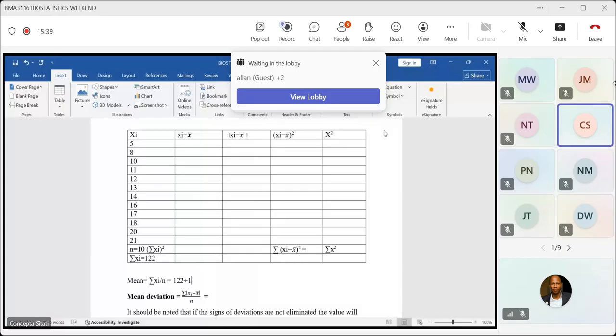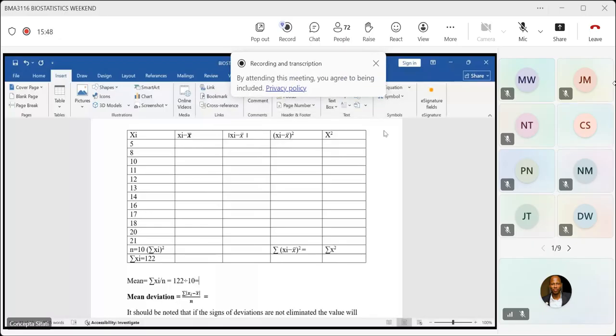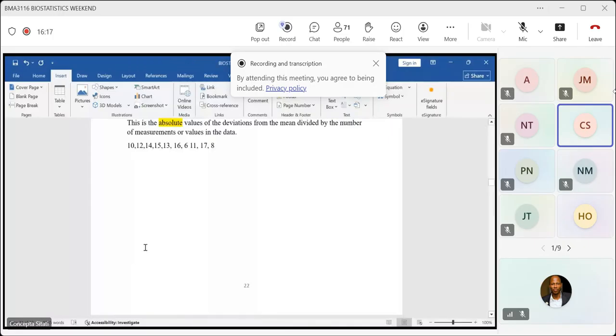Is it 12 or 10? Divided by 10. The values are not 10 more, they're 12. Yes, n should be 12. So this is not what you have. I've given you something different from what you have. Where are you guys getting 12 from?